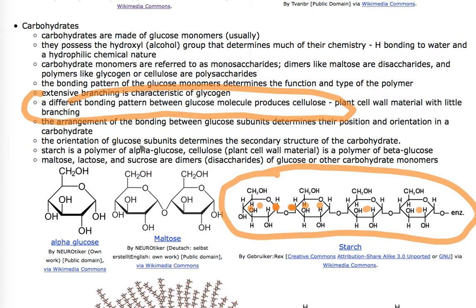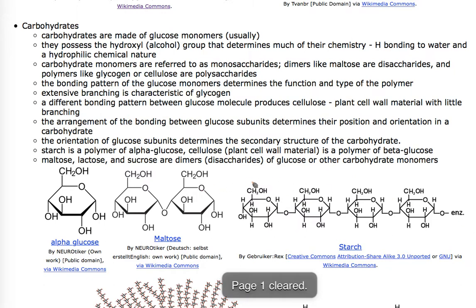The orientation of the glucose subunits is part of the secondary structure of a carbohydrate. So starch is a molecule based on alpha glucose. Cellulose is based on a polymer of beta glucose. The only difference between alpha and beta glucose is this last hydroxyl group. In beta glucose, it's facing up. And as a result, that causes the molecules to flip in their pattern back and forth.